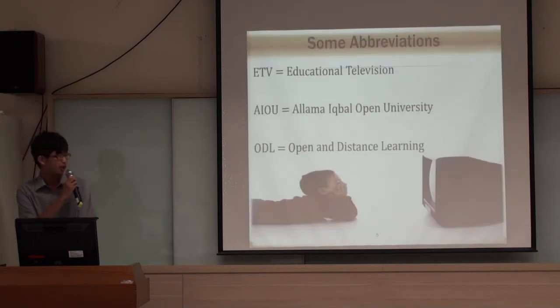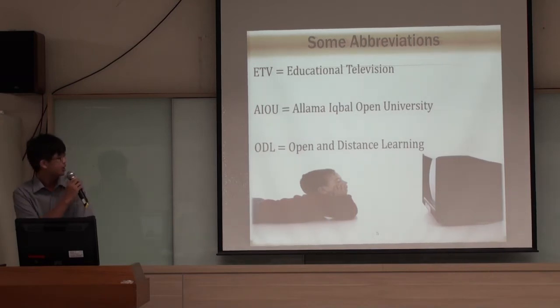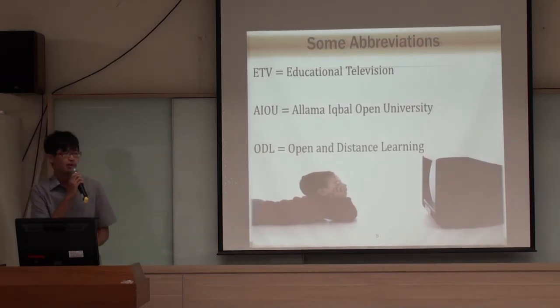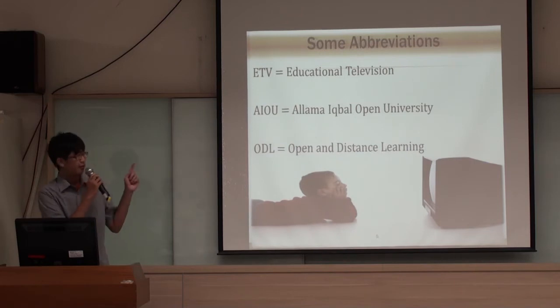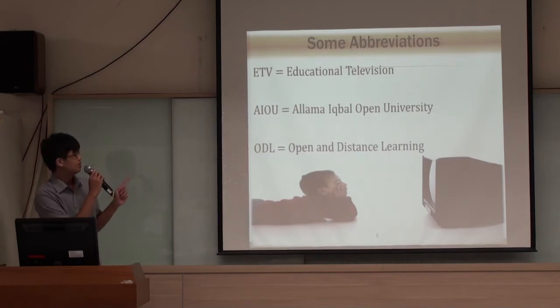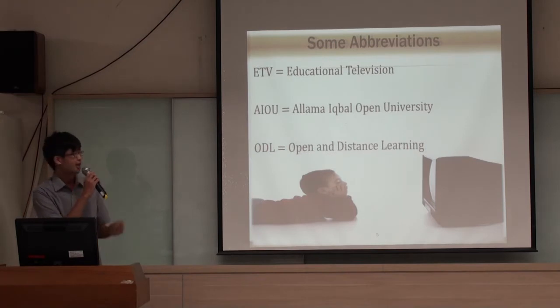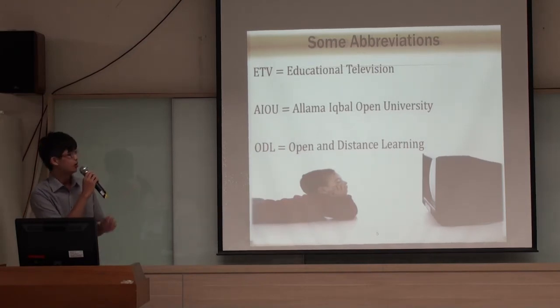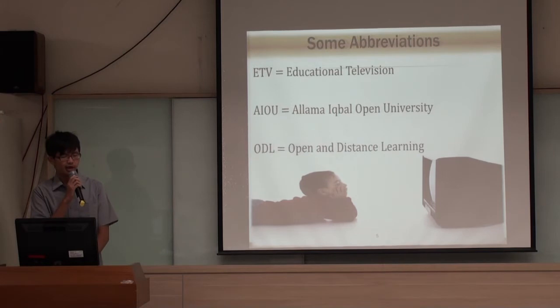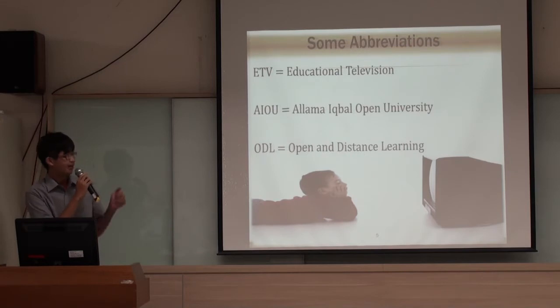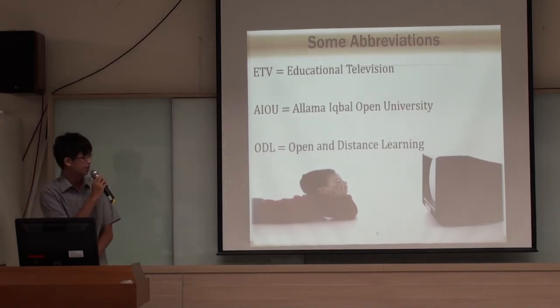Before I start my introduction, I will show you some abbreviations. They stand for some vocabulary. The first one is ETV. ETV stands for Educational Television. The second is AIOU. It stands for Allama Iqbal Open University. And the final is ODL. It means Open and Distance Learning.